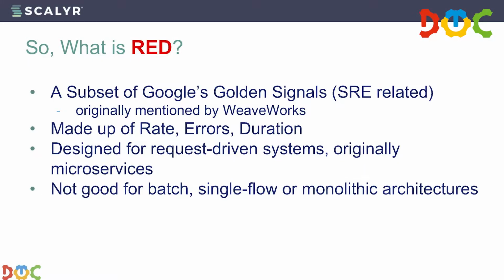So stepping into this other side, I want to talk a little bit about RED. And RED is pretty much a subset of Google's golden signals. It really was part of the original SRE handbook that Google pointed out. I think it's chapter 7 inside of here. It was originally put together as a concept by Weaveworks, and it was designed for microservices. And it's made up of rate, error, and duration. And we'll talk more about each one of these things.